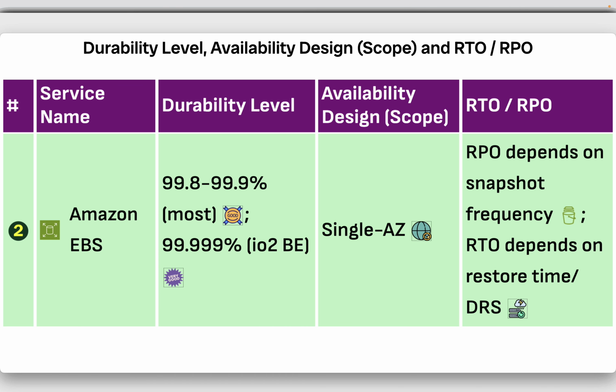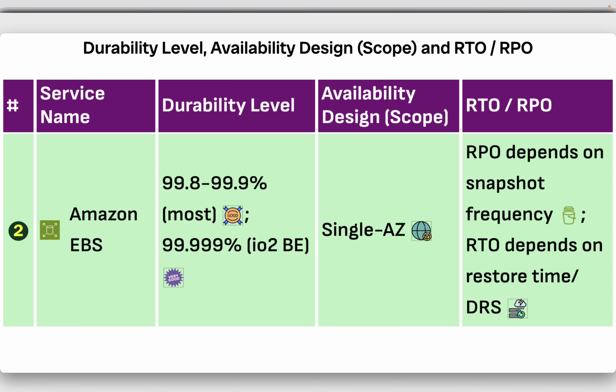Next we have Amazon EBS, and this offers a durability of 99.8 to 99.9% depending on the type. Most of the time it will be this much, but for example in cases where we have chosen io2 Block Express, the durability is 99.999%. And snapshots offer 11 nines durability. The availability for this one is only a single AZ service, unlike S3, which is regional and spans 3 AZs. So this is a single availability zone only.